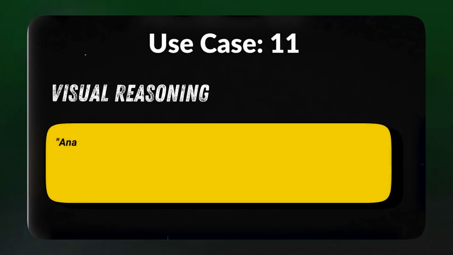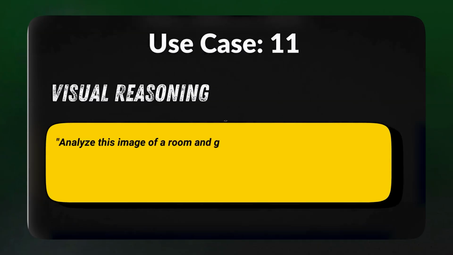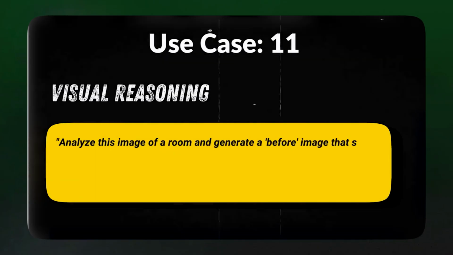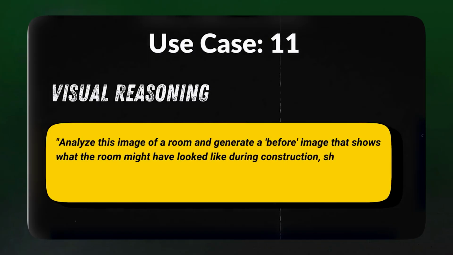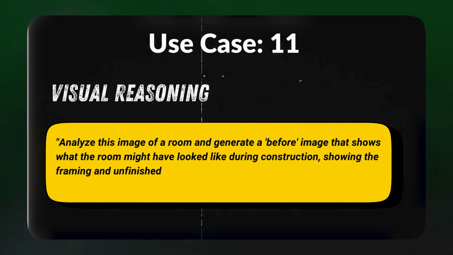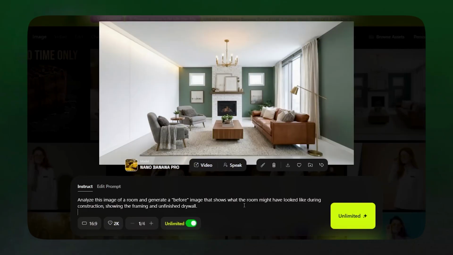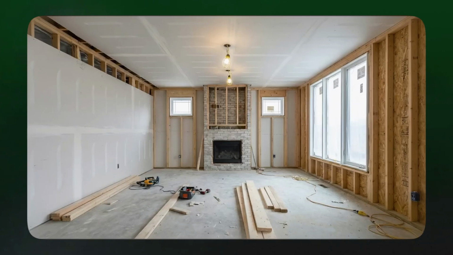Now this next one is pure visual reasoning. Nano Banana Pro doesn't just generate images, it actually infers hidden context from what it sees. Analyze this image of a room and generate a before image that shows what the room might have looked like during construction, showing the framing and unfinished drywall. And just like that, it reconstructs the entire construction phase: exposed wooden framing, raw wiring, and unfinished walls, all logically inferred from a finished room.